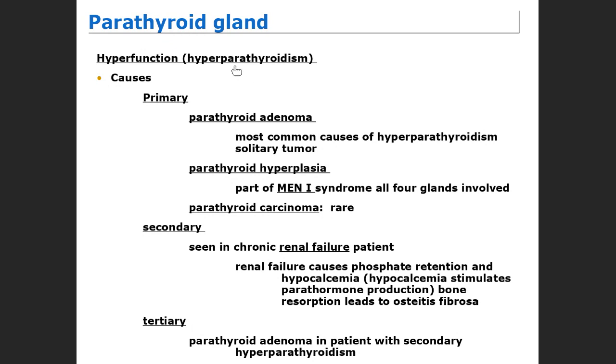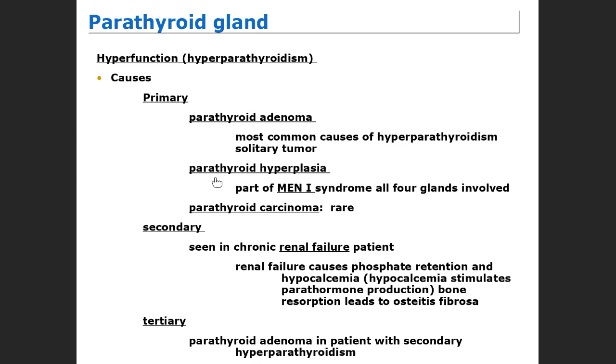hyperparathyroidism is too much of that. One cause of that, the primary cause, is part of Men 1. Okay, so basically, people are starting to map out where the mutation might be, but it's a mutation in this gene that often leads to multiple tumors in the parathyroid, in the pituitary, and in the pancreatic islet cells, if you will. So think of Men 1 as PPP, okay?